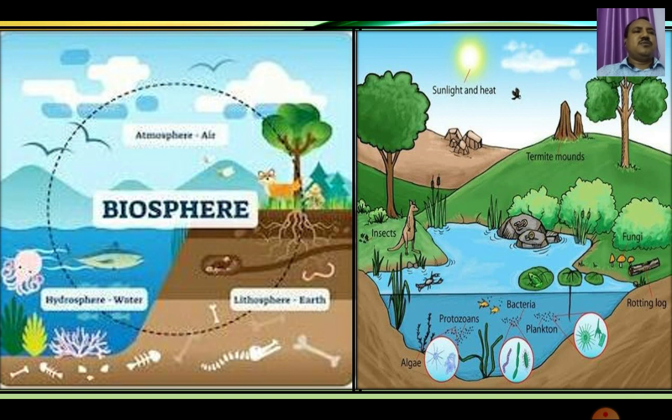So all the living beings or living things need the interactions of all the three major domains, that is atmosphere, hydrosphere and lithosphere. Then only will we find life on the earth.